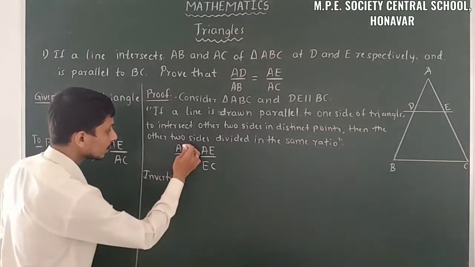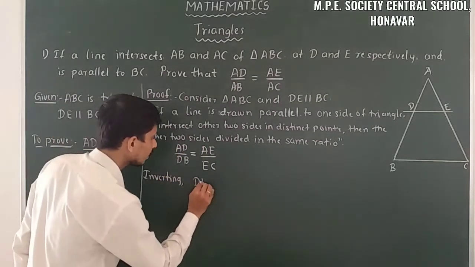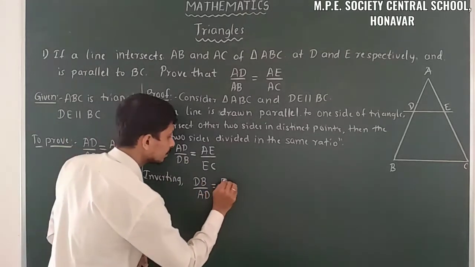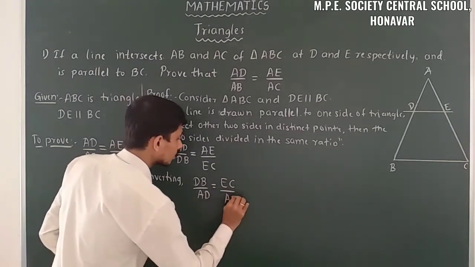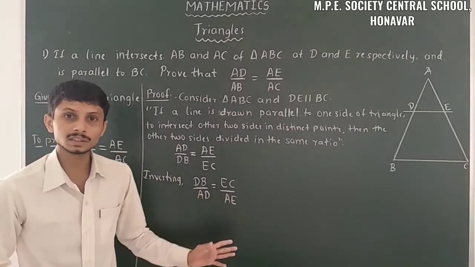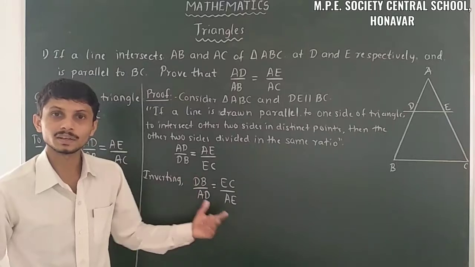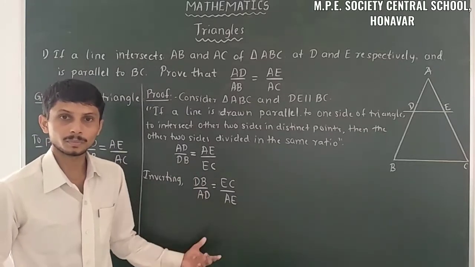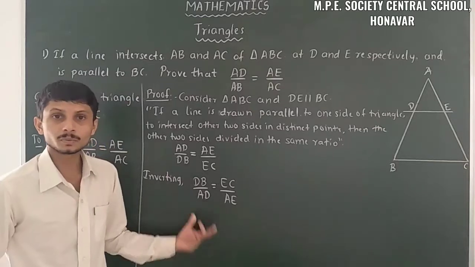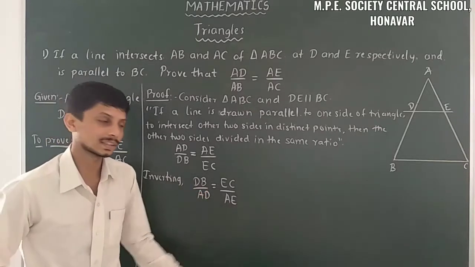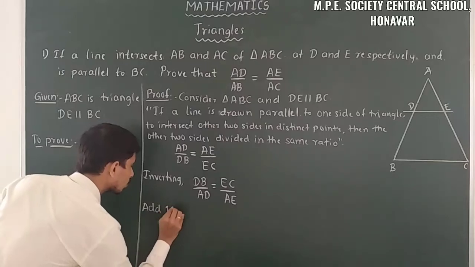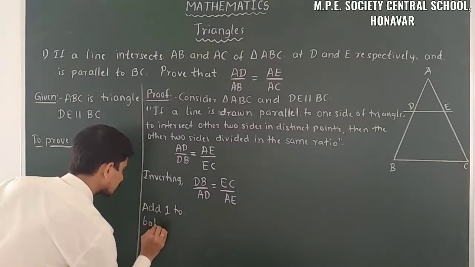So then what happens here? Here it changes. That is DB by AD. Here also we have to change. That is EC by AE. So then the denominator becomes the same. There is no change at all when we take the LCM of the denominator. So when we take the LCM of the denominator here, for that we have to add 1 to both sides.